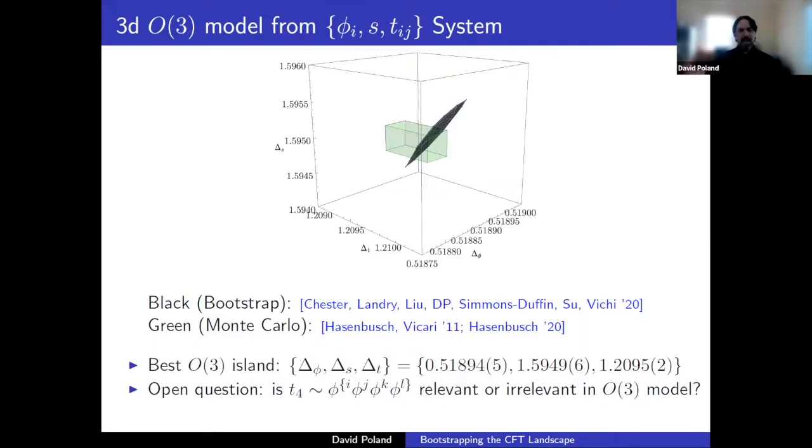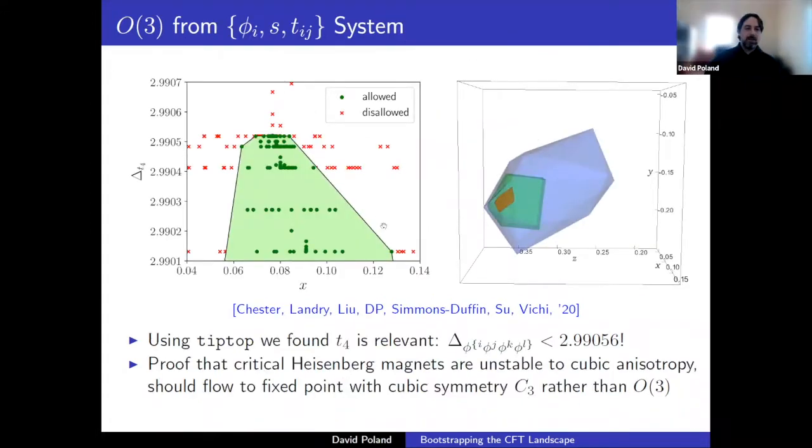The Bootstrap gives you a very sharp way to ask and try to address this question. And so, one thing we did with these new search strategies, this algorithm called TipTop, is basically search over this island and ask, what is the maximum possible value of the scaling dimension of this operator T4 over the island? A slice of that search is shown in this plot on the left.